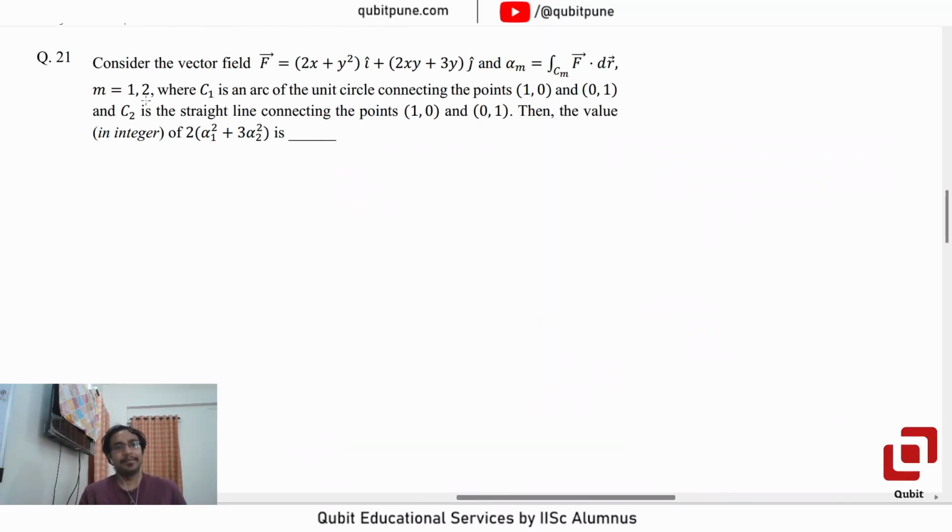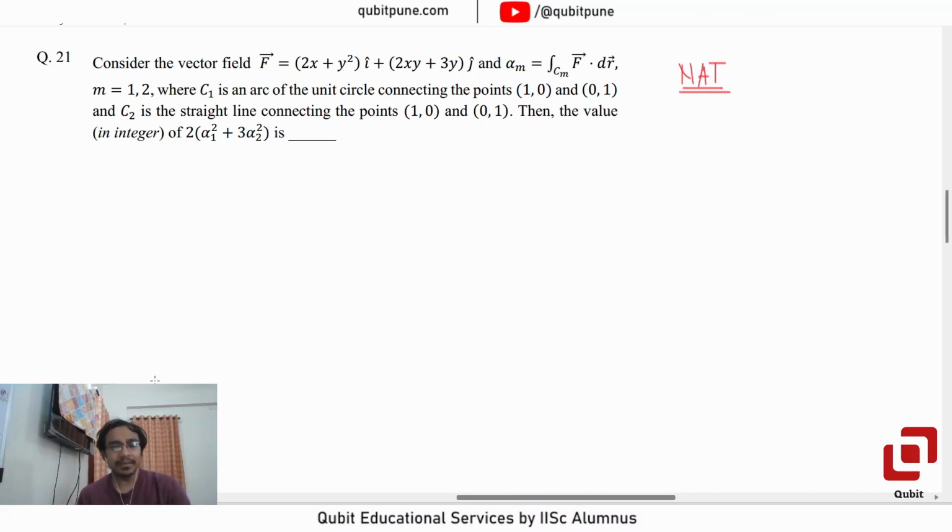Question 21, last one. Consider the vector field f bar given by (2x plus y squared) i cap plus (2xy plus 3y) j cap, and alpha m equal to the integral of f bar dot dr bar along Cm. M can be 1 or 2, where C1 is an arc of the unit circle connecting the points (1, 0) and (0, 1), and C2 is a straight line connecting the points (1, 0) and (0, 1). Then the value in integer of 2 into alpha 1 squared plus 3 into alpha 2 squared is. Again a numerical answer type question. And I think this is the only question from vector calculus in this year's paper.